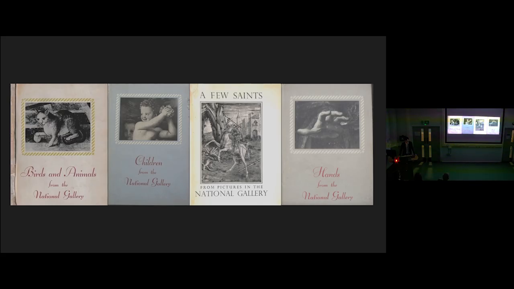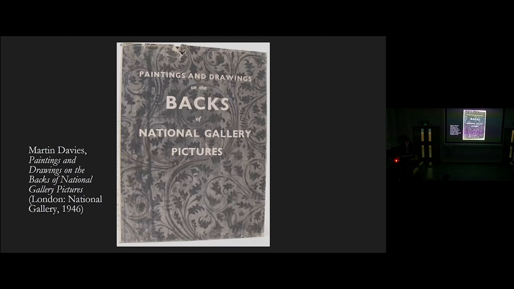Yet the most extraordinary of these books was Paintings and Drawings on the Back of National Gallery Pictures, a scholarly work by Davies on the images on the backs of paintings, the fruit of studying the collection where it was sequestered in Wales for the war. Yet this explanation belies the sheer oddity of the book.